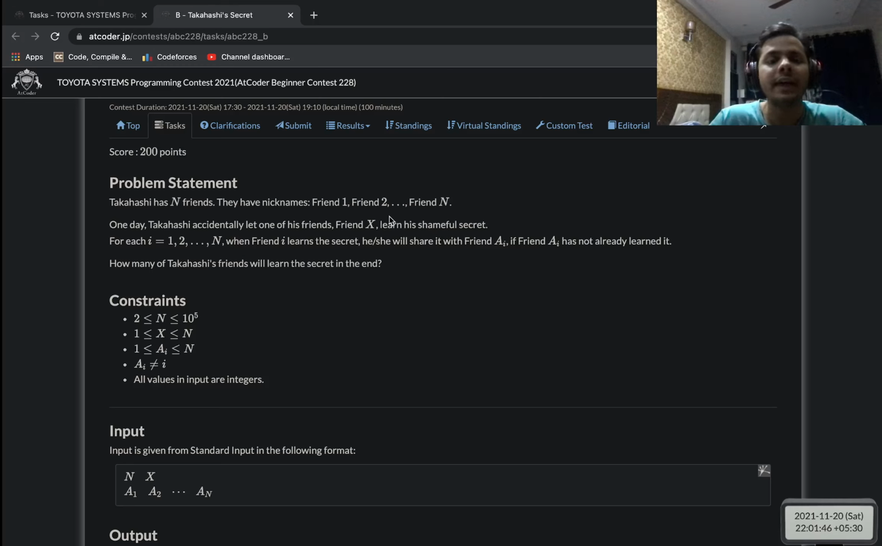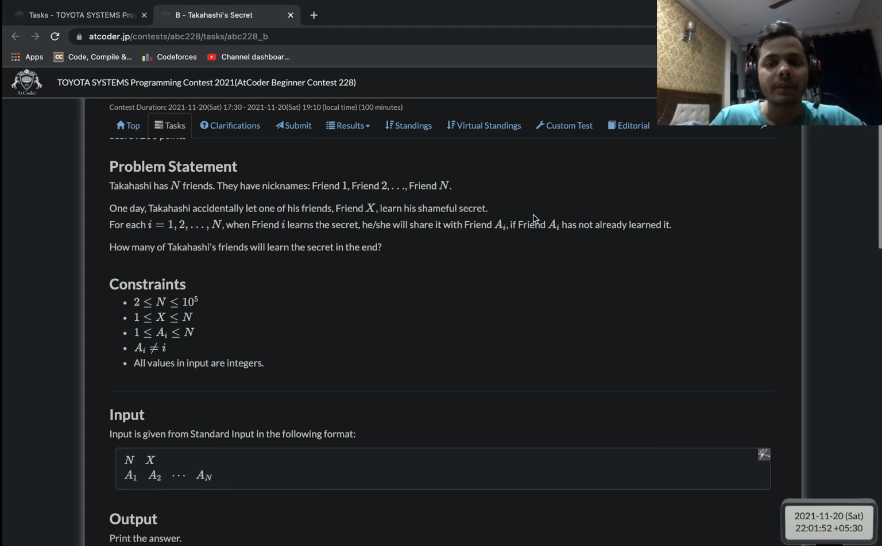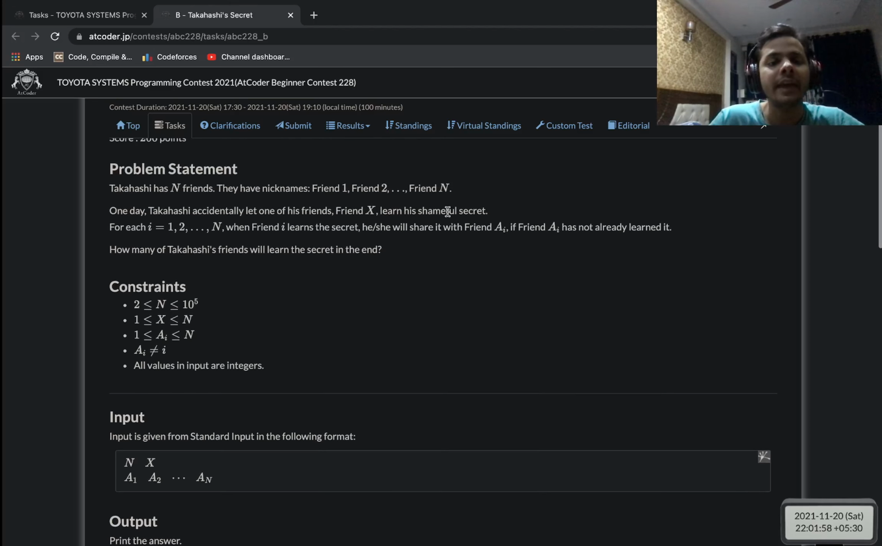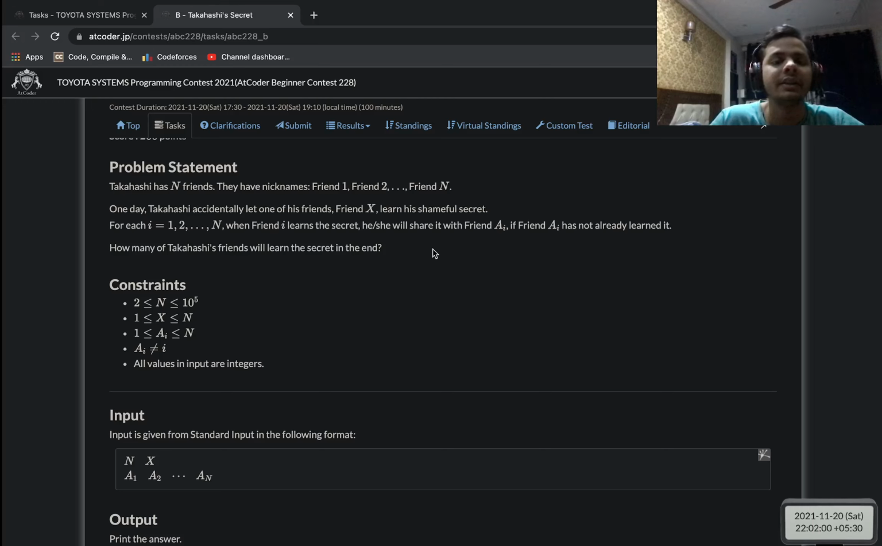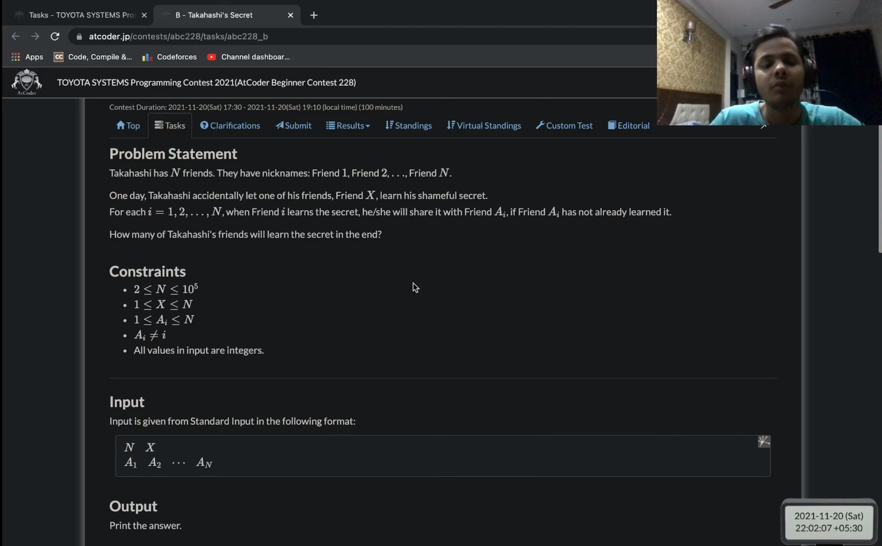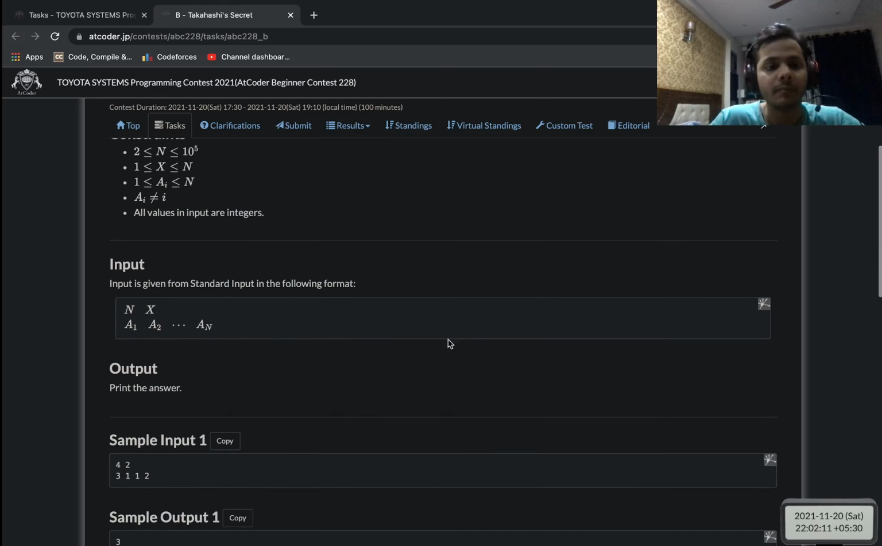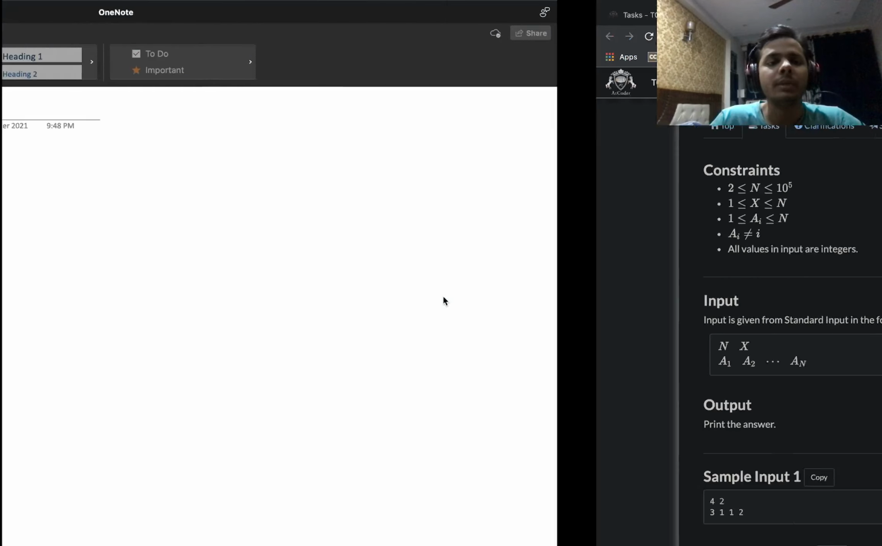So if friend I learns the secret, he will immediately share it with his or her best friend, which is A of I. And that will happen if and only if A of I has not already learned it, obviously. And finally, we need to tell that if Takahashi tells his secret to friend number X, then at the end of the day, when everyone has told the secret to their best friends, what will be the total number of people who know Takahashi's secret, right? So yeah, this is the problem here.